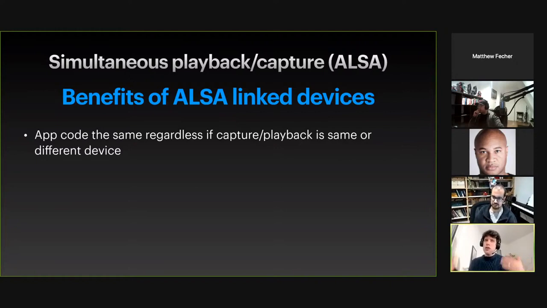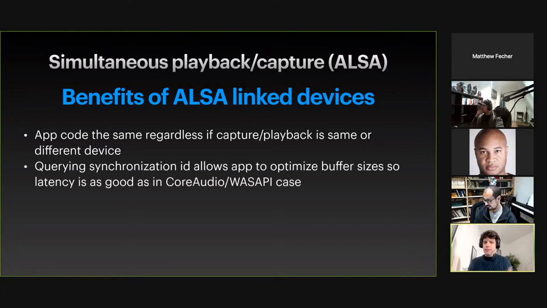With the synchronization IDs, you can now do buffer optimization. If you see, oh, they share the same synchronization ID, then you would choose a smaller buffer size, right? You would decrease the latency. If they have a different one, you would increase it. Querying the synchronization ID allows you to optimize the buffer sizes so that the latency is just as good as in Core Audio.